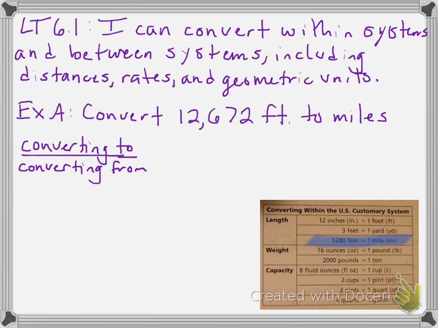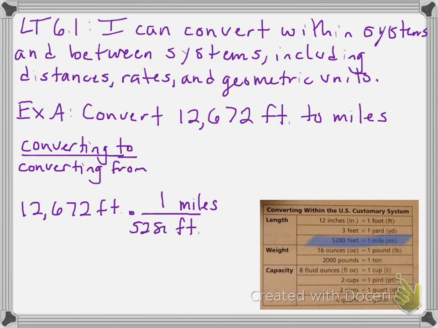Okay, so I'll show you what I mean by that. What we have right now is 12,672 feet. So that's what we're coming from, feet, and we need to convert it to miles. So we need to multiply by the conversion that is in our chart, 1 mile to 5,280 feet, or vice versa. If what we're converting to is on top, we need miles on top, and what we're converting from needs to be on bottom. So we're going from feet. We know that in 1 mile there are 5,280 feet.